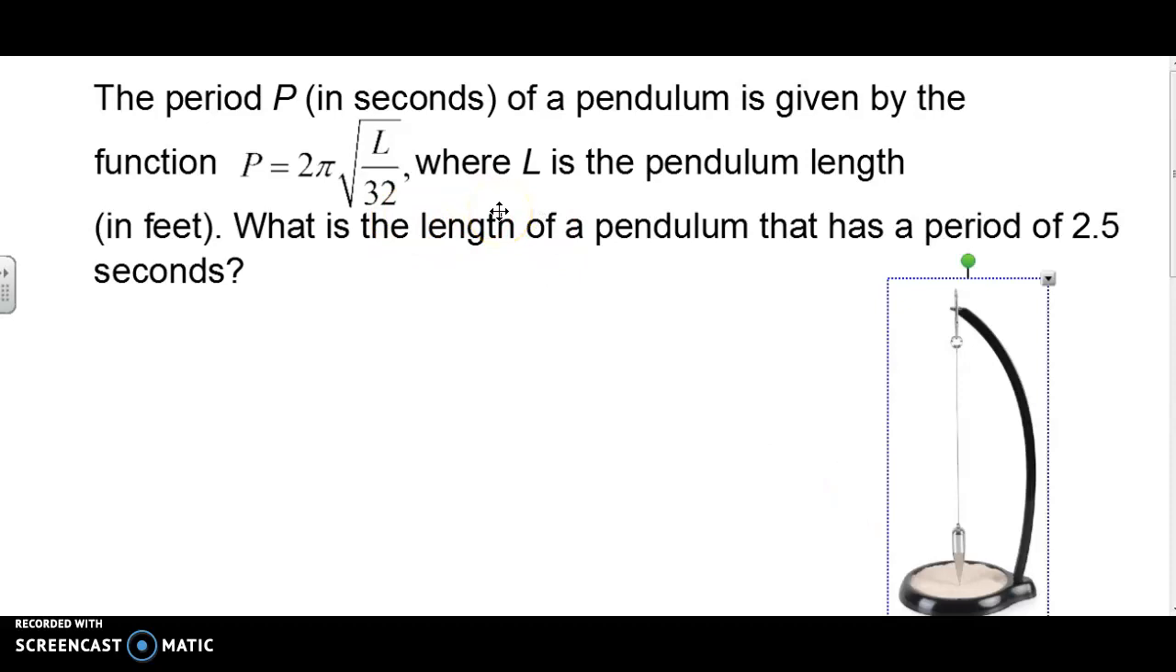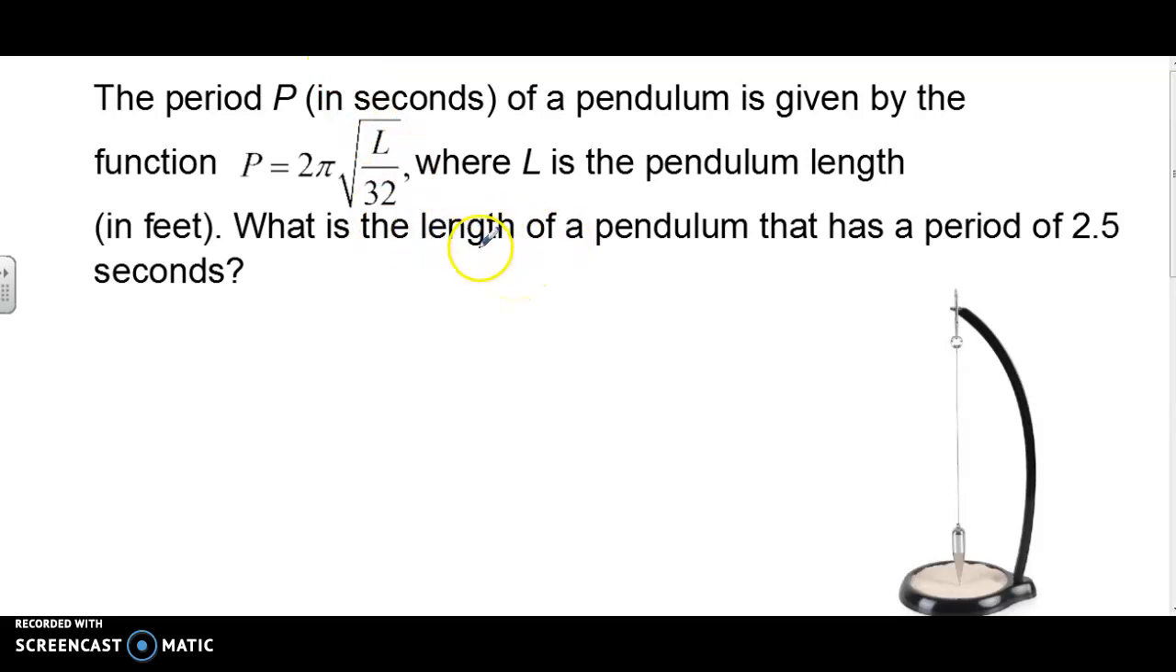All we're trying to figure out here is the length of a pendulum that has a period of 2.5 seconds. With these types of word problems, they're going to give you a formula that has probably two variables, and they give you the value of the other variable, and then you have to solve for the one they're not giving you. There could be three variables and they give you two and you have to solve for the other one. So it's just understanding which they're looking for.